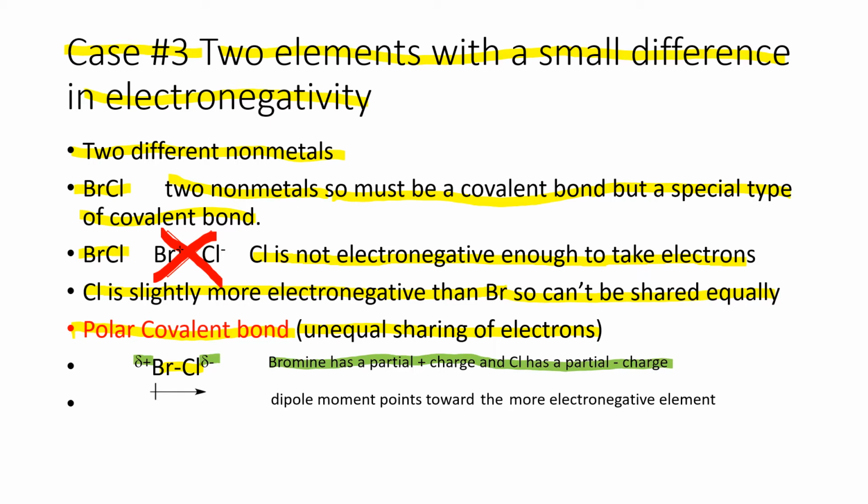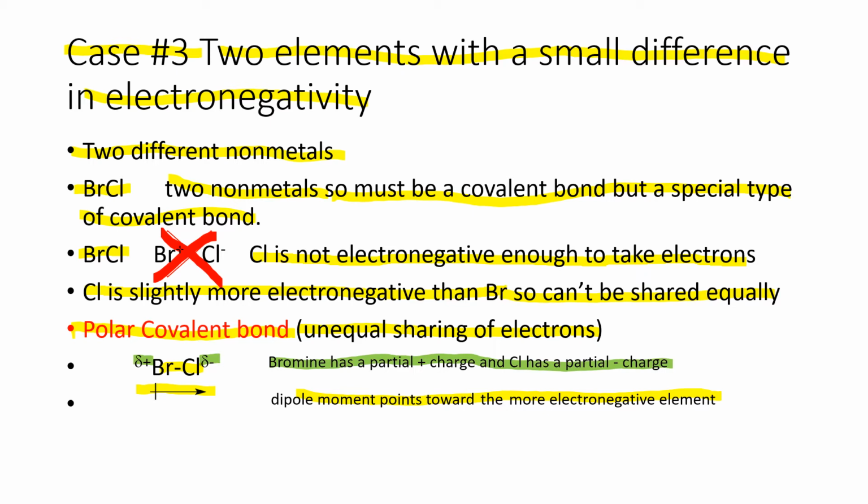And if we think about electrons, we remember that electrons are negatively charged. So if these negatively charged electrons spend a little bit more time closer to the chlorine than they do the bromine, then the chlorine is going to have that partial negative charge, and the bromine will have that partial positive charge. What we also sometimes do is draw what's called a dipole moment. And that's what you see on the bottom line. This is an arrow, and that arrow always points towards a more electronegative element. It's like showing where the electrons are being pulled to.